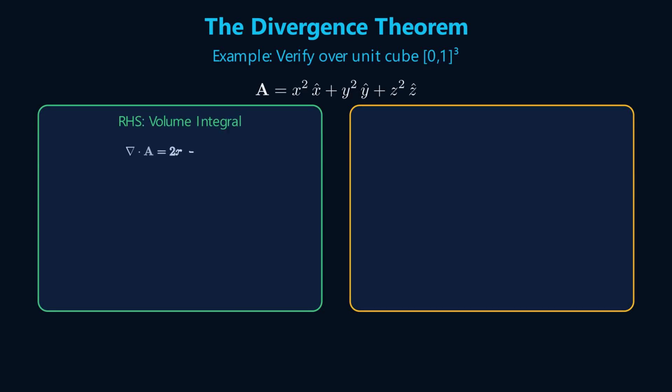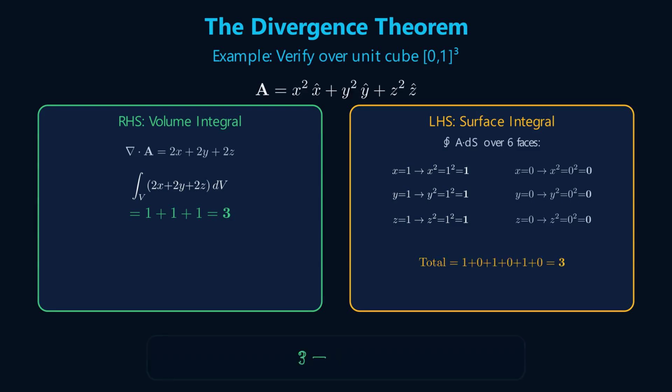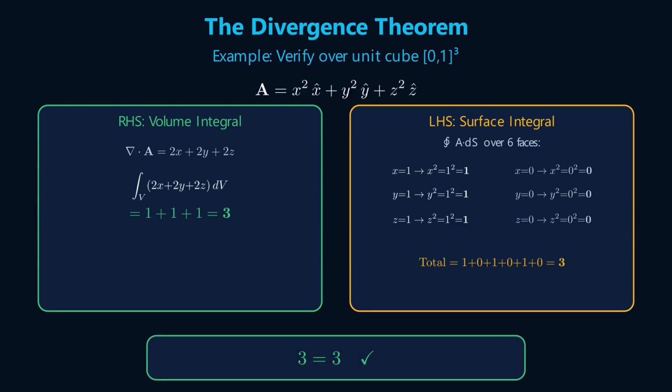Let A equal x squared e_x plus y squared e_y plus z squared e_z. We integrate over the unit cube from 0 to 1 in each direction. First, the right-hand side. The divergence of A is 2x plus 2y plus 2z. The volume integral over the unit cube, the integral of 2x from 0 to 1 gives 1. Similarly for 2y and 2z. Total 3.